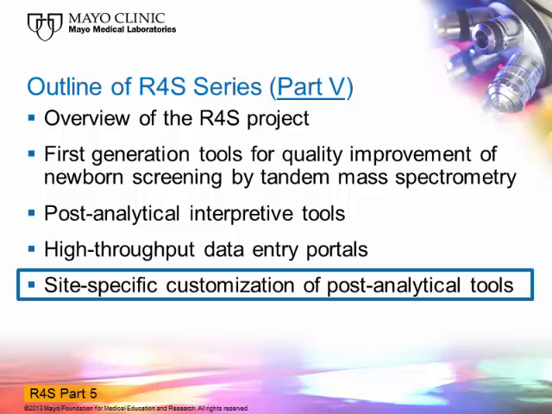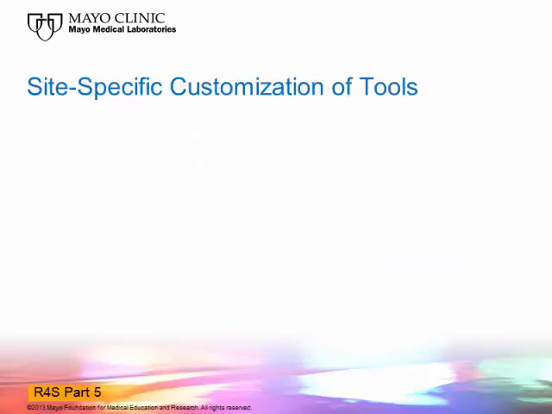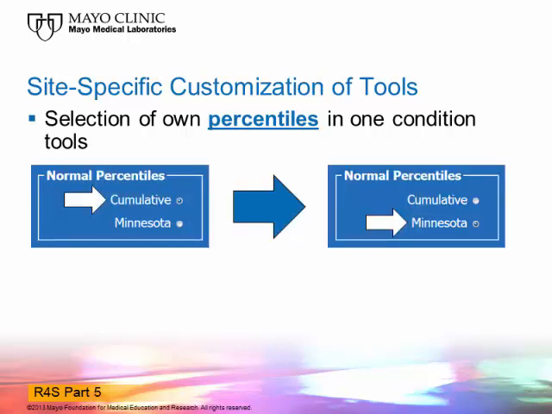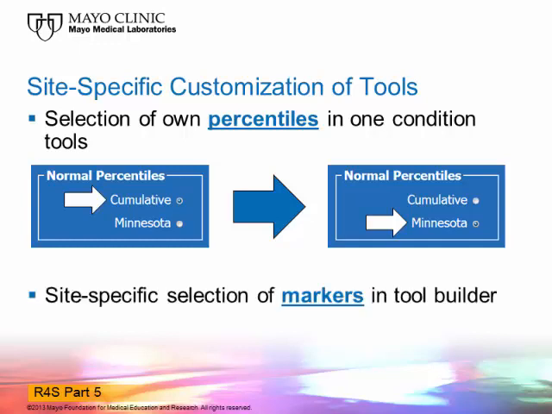After completing the overview of the different types of interpretive tools and data entry portals, the topic of this presentation is site-specific customization of post-analytical tools. There are two types of tool customization in R4S. The first one is the option to switch from cumulative to own percentile values in the data entry window of the one condition tools. The clinical indications of this action have already been discussed in a previous segment of this series. The main topic of this presentation is a permanent modification in the tool builder functionality of a release tool that is available to all users.